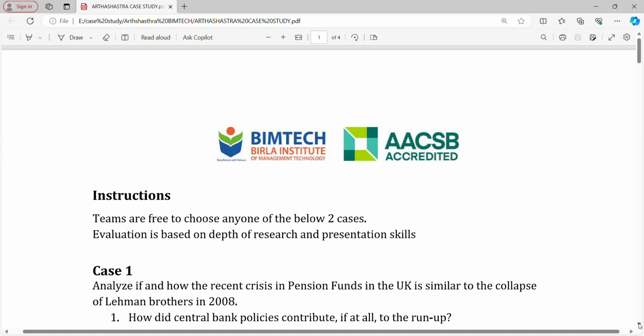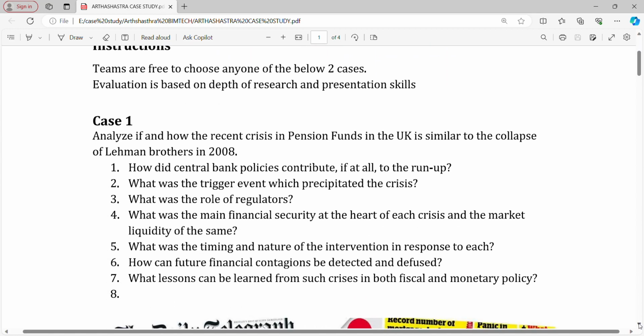Coming to case 1, analyze if and how the recent crisis in pension fund in the UK is similar to the collapse of Lehman Brothers in 2008. So as I said, this is a comparison model case study. So here you need to get a thorough analysis on both the scenarios. First is the pension fund crisis in UK and then the Lehman Brothers collapse in 2008. You need to get a thorough analysis on both the scenarios.